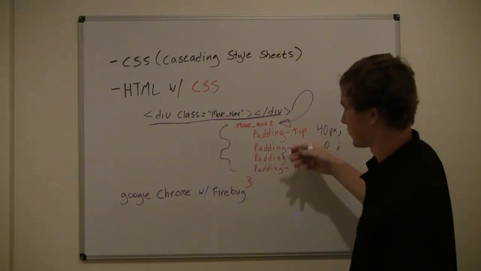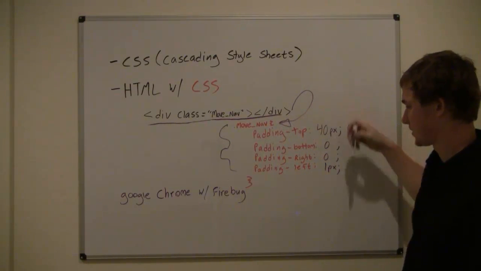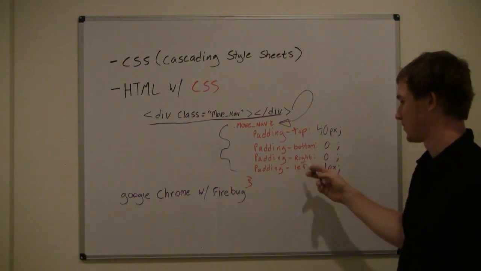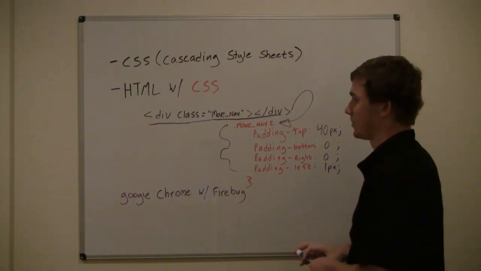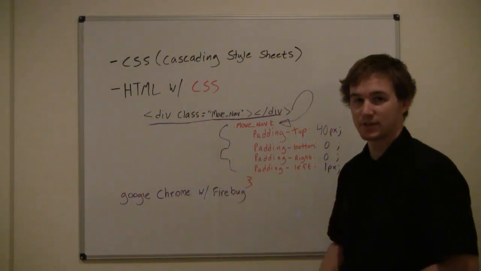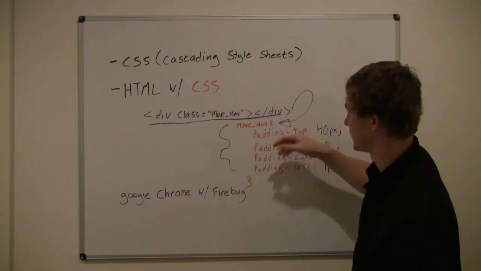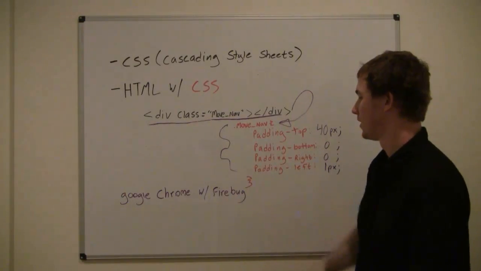And these are the parameters for what it's doing. It's going to be moving my navigation bar from the top 40 pixels down, and then nothing from the bottom, nothing from the right, and then 1 pixel to the left. And that's pretty much just a basic thing of what HTML and CSS looks like. And these are in different files, so this is all your HTML code, and then this will be in a separate file, and they just call.